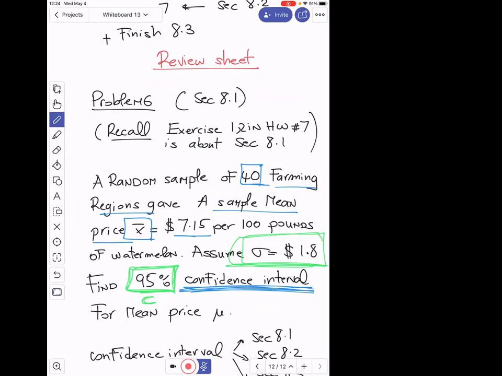In homework 7, if you check exercises 1 and 2, you can see that sigma is known. In both exercises, sigma is given. Exercise 1, sigma is 7.5. Exercise 2, sigma is 18,250. Okay, so all right.